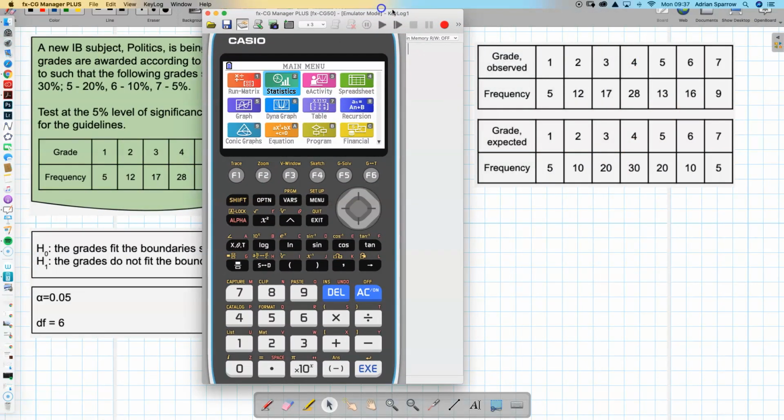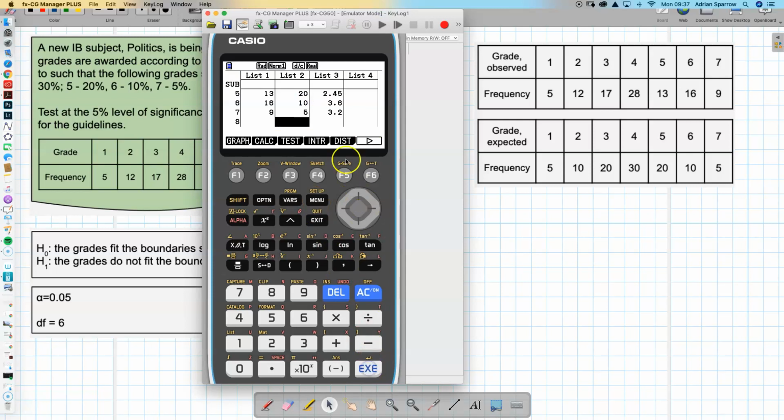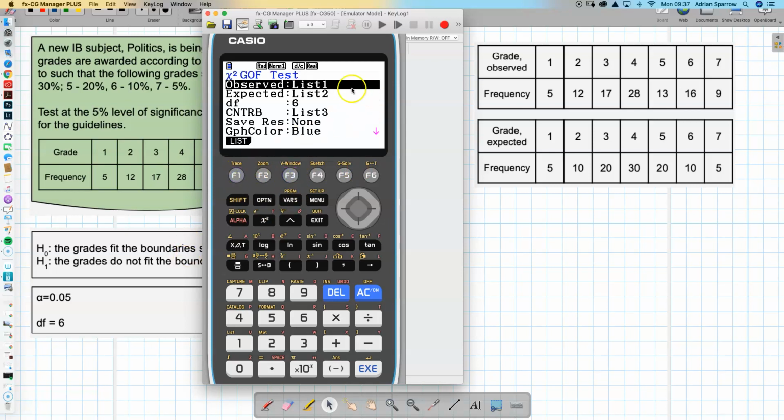And from the calculator, I'm going to go into the statistics mode, and I'm going to enter the data into the first 2 tables. So I've got observed, expected. I'm going to just do the test chi goodness of fit, list 1 observed, so those are in the correct places. Degrees of freedom is 6. I'm going to go ahead, and I've got p equal to 0.115, and also I've got my chi-squared.